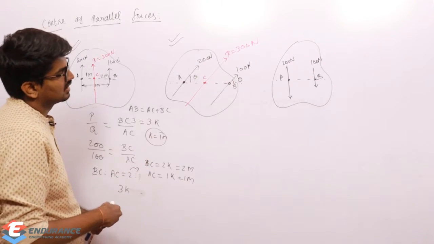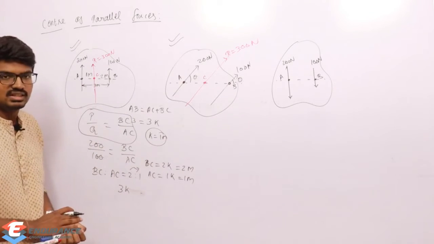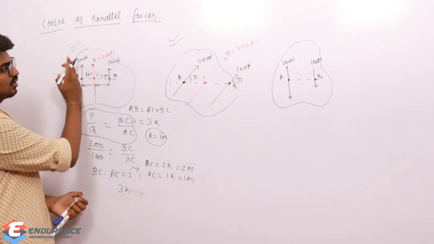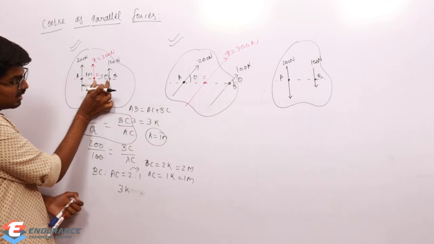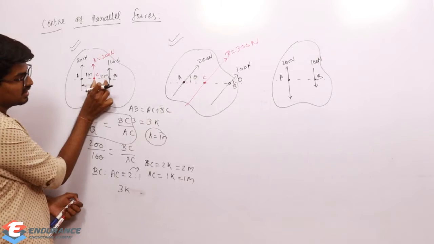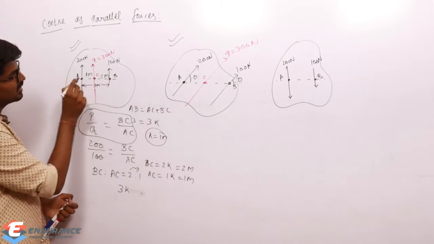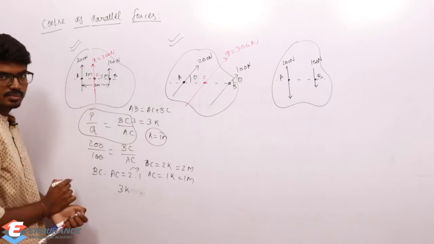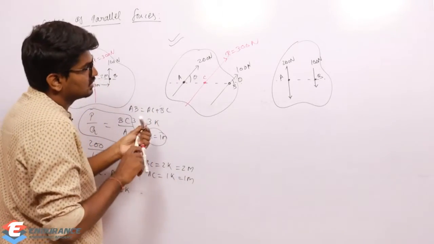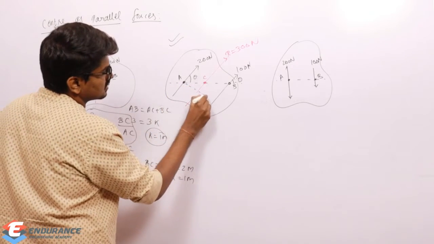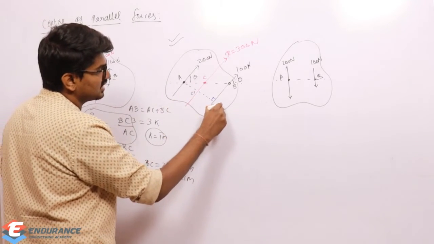Just listen to me carefully. If you observe this properly, P by Q is equal to BC by AC. P by Q is the ratio of these two forces, and it equals BC by AC, where BC is the perpendicular distance between the resultant and force Q, and AC is the perpendicular distance between the resultant and force P. So when I'm applying it here also, I need to take the perpendicular distance. I will use another color. Let it be A, let it be C dash, let it be C double dash.